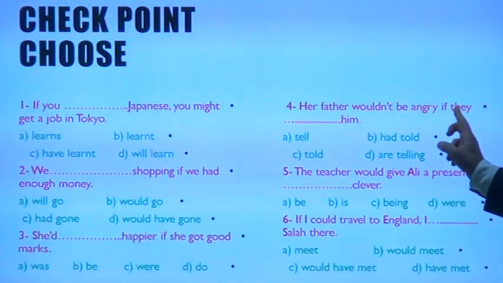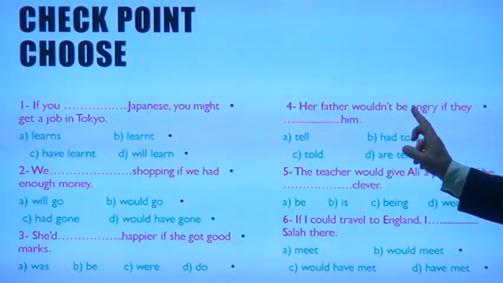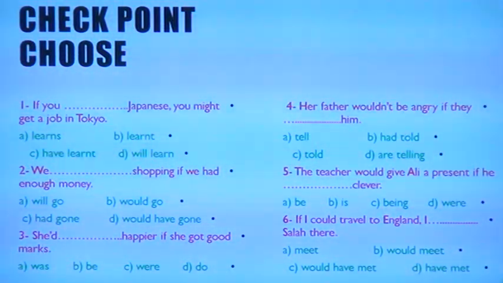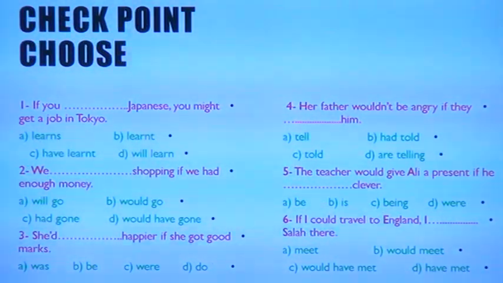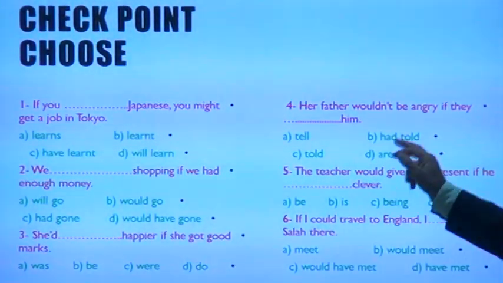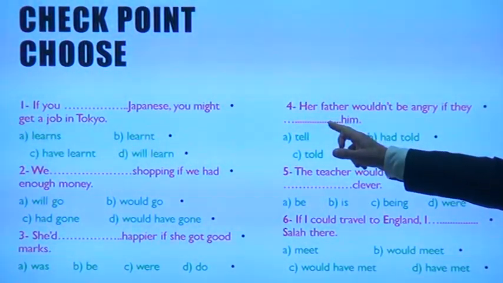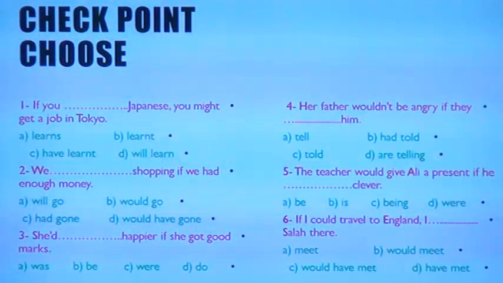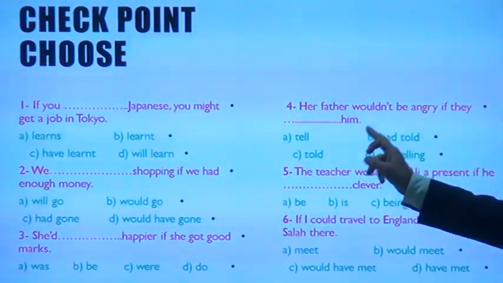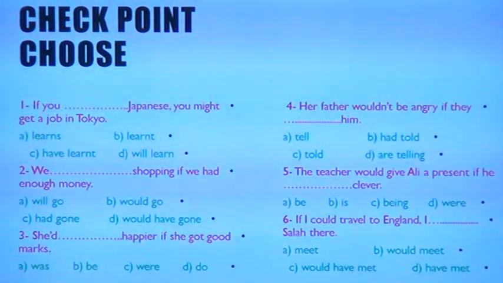Here, if is in the middle of the sentence, and it is preceded by wouldn't be, would plus infinitive. So, if plus what gives me would infinitive? Revise the form of the second conditional: if plus past simple, would infinitive. So here I need past simple because I'm having would be, would infinitive. Which one is the past simple? Yes, told. You're right. Number C. If they told him. Her father wouldn't be angry if they told him.